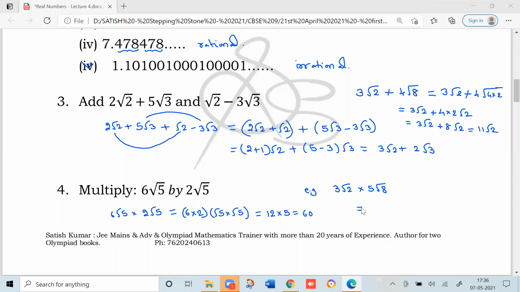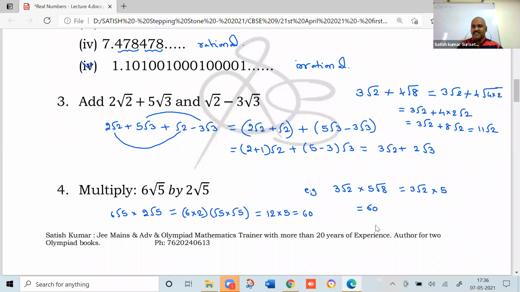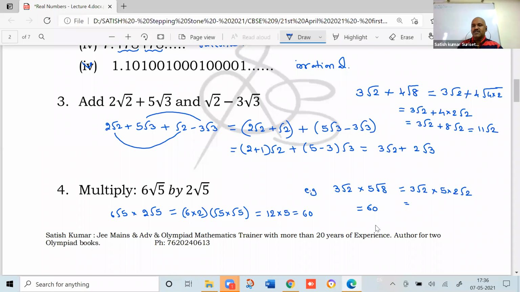So 60. Anybody else? Same answer? Correct. 60 only. Now tell me what we have done. Sir, I've multiplied 3 and 5 and root 2 and root 8. That is 5 into root 8 will be same as what? 2 root 2. So 3 into 5 into 2, and root 2 into root 2, 2. So 5 into 2, 10, 10 into 3, 30 into 2, so 60.